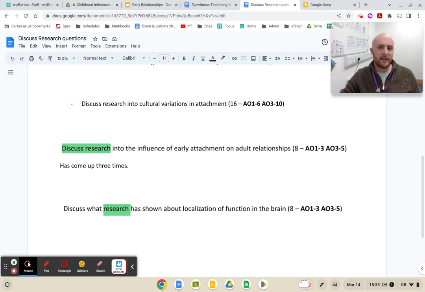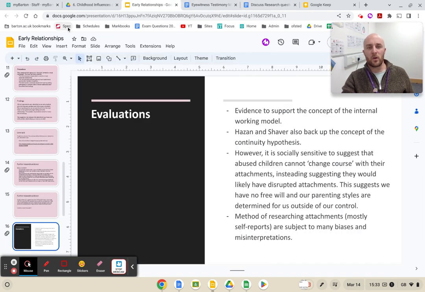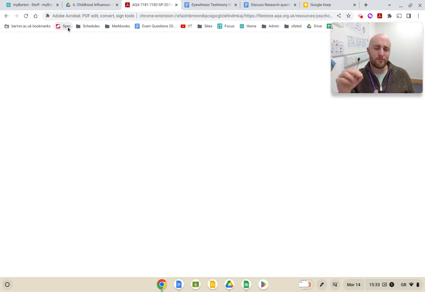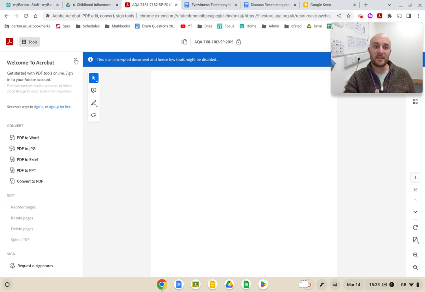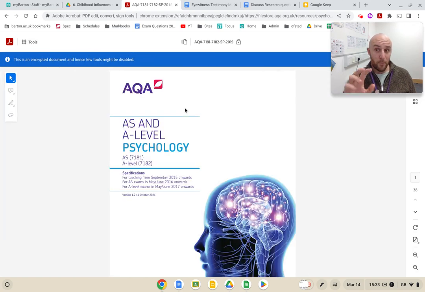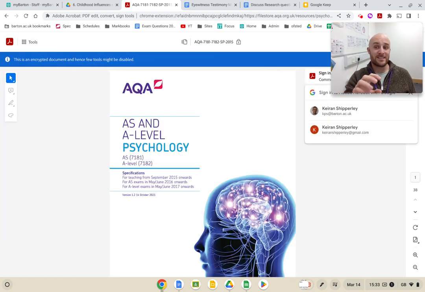So I guess my main warning, those parts of the spec whereby you are required to know a lot of different pieces of research, be prepared to have these discuss research questions. And by the way, discuss research is not just outline the theories. You have to talk about the theories, linking it to specific pieces of research.